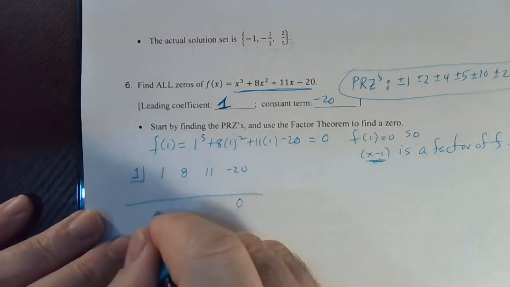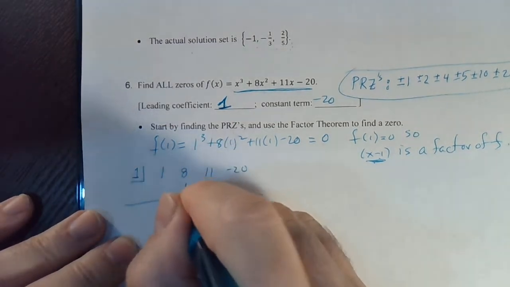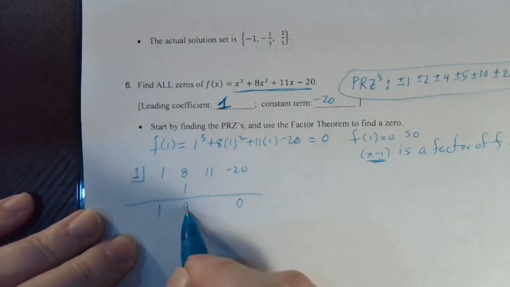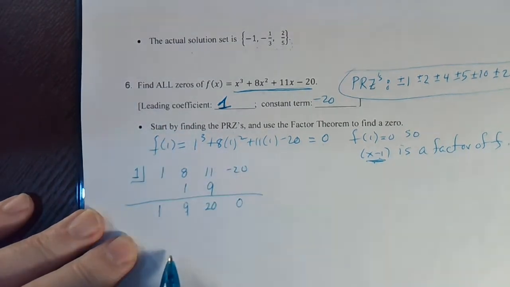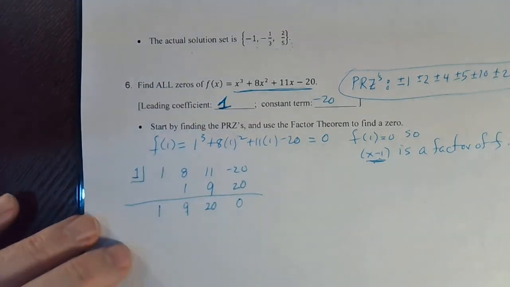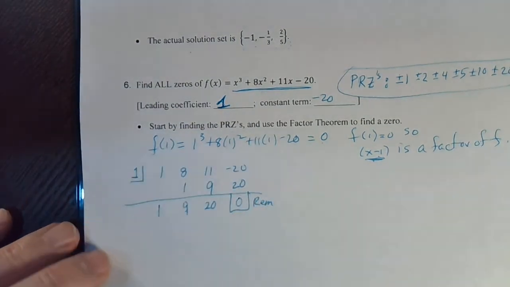Okay, so drop the 1 down. 1 times 1 is 1. That gives us 9. 1 times 9 is 9. And 11 and 9 gives us 20. 1 times 20 is 20. And as expected, this remainder is 0.